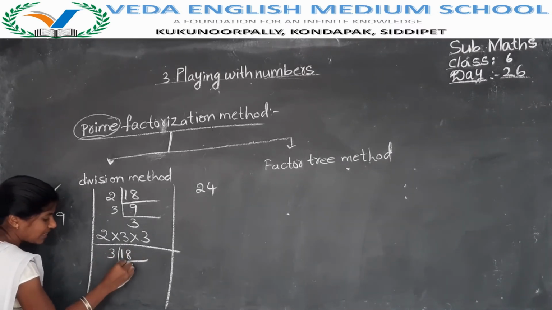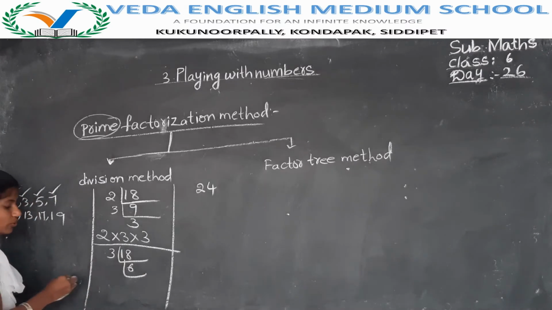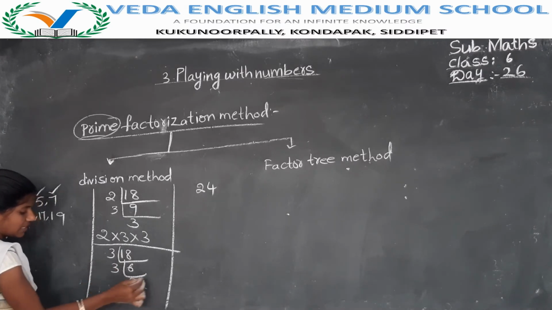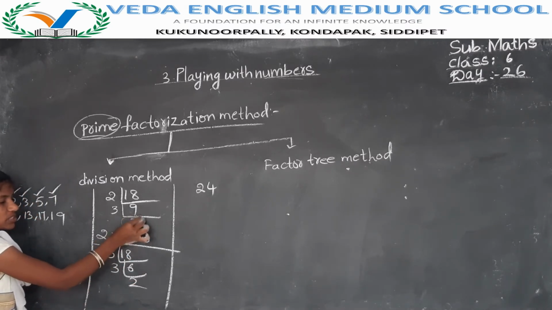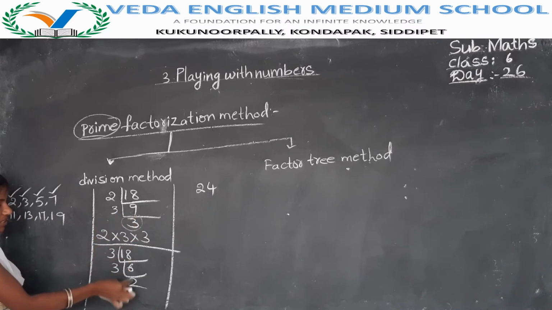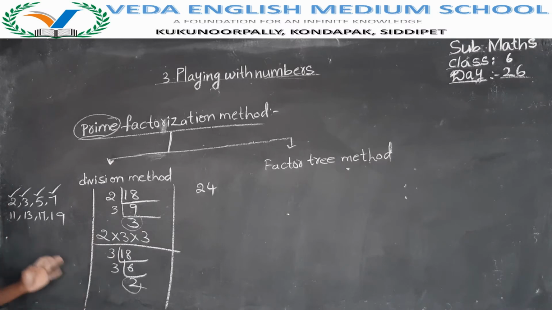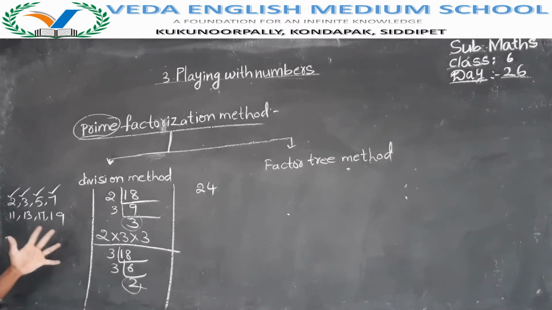3 6s are 18. Again 6 is possible in the 2 table, that is 3 2s are 6, until you get the prime number. 3 is a prime number, 2 is also a prime number. 3 into 3 into 2, no problem. But you have to start with the least prime number, that is better.